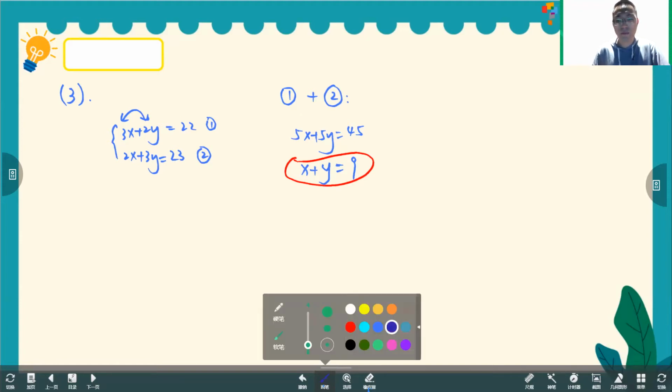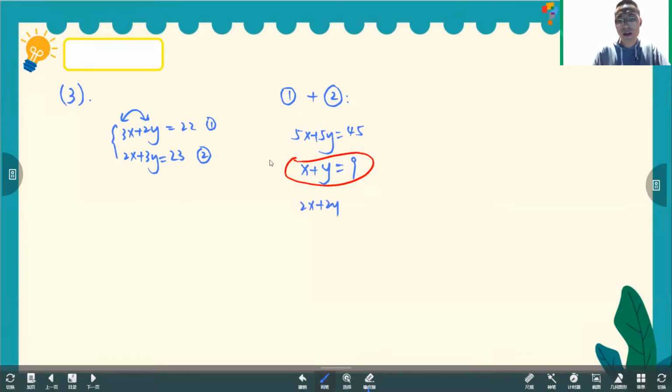So say we have x plus y is 9 over here. And then remember, we can time this whole thing. We can enlarge it 2 times. So 2x plus 2y is 18. And then we compare it. This is the third equation. We compare it with the first equation.